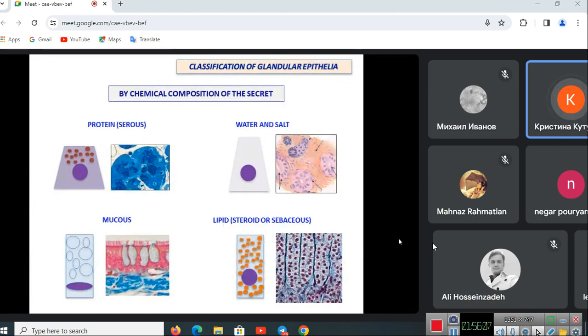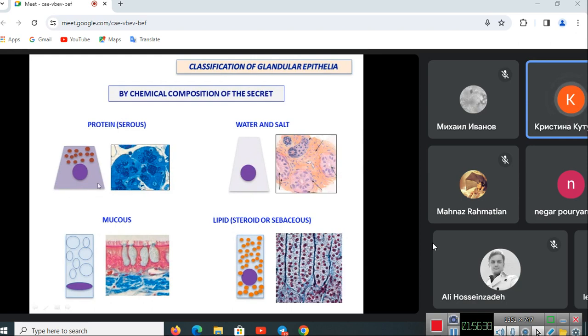And now we go to glandular epithelia. Glandular epithelia make glands, which produce different types of secretion. Glandular epithelia have some different classifications according to the chemical composition of the secrets. We have the protein glandular epithelium, or serous, which is the same.